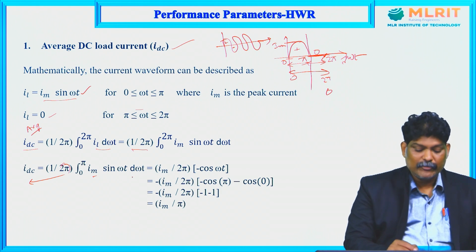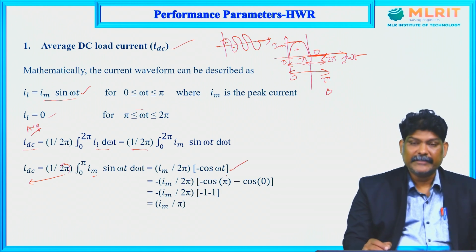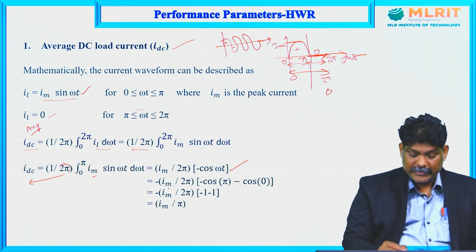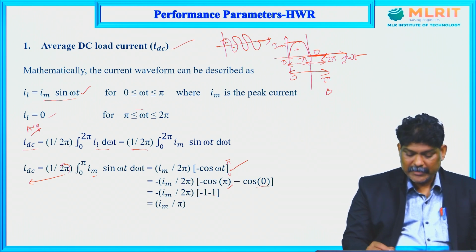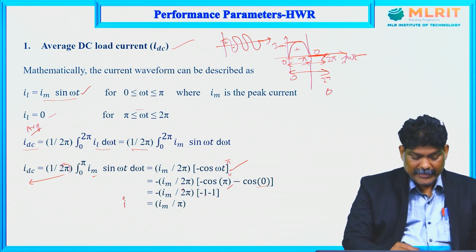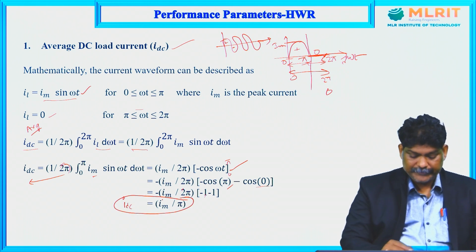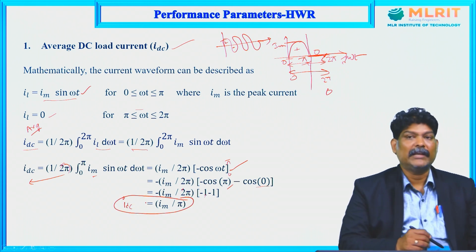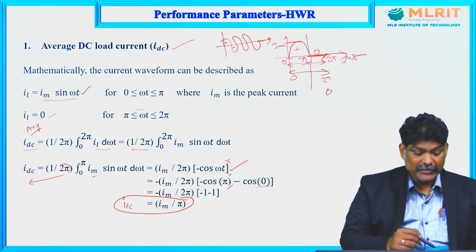The integral of sin omega t is minus cos omega t, so we get Im by 2 pi times minus cos pi minus minus cos 0. If you apply the limits, we consider only 0 to pi: minus cos pi is 1, and minus cos 0 is minus 1, so the bracket gives 2. This 2 gets cancelled, and therefore finally IDC, or I average, will be Im by pi. This is how you calculate the average DC load current.